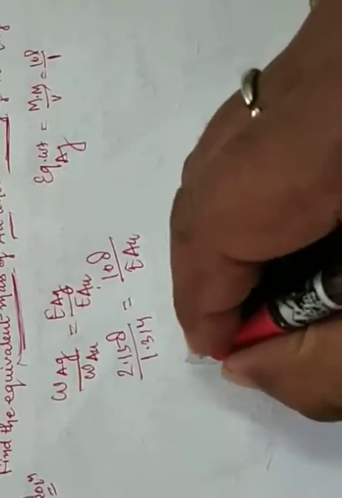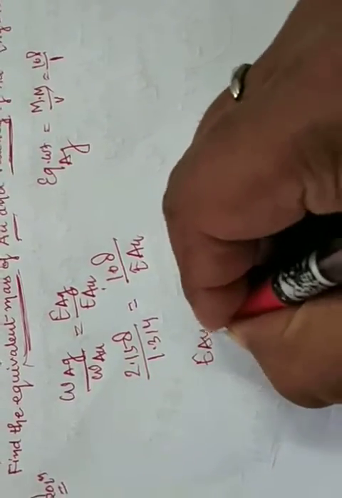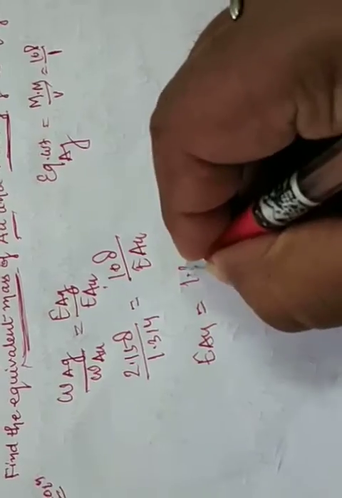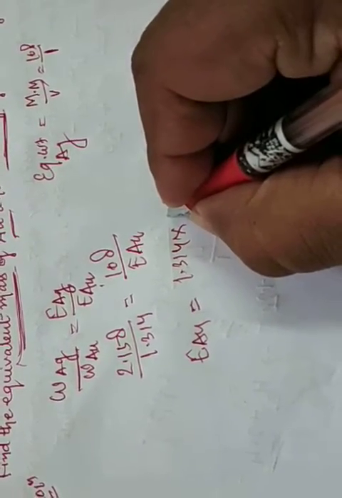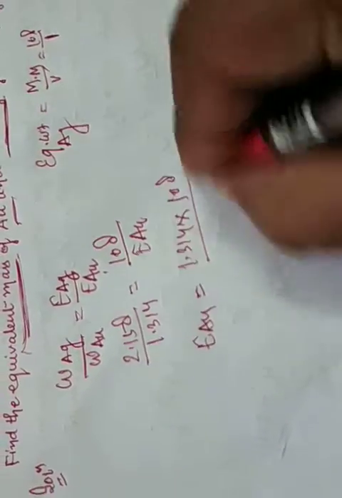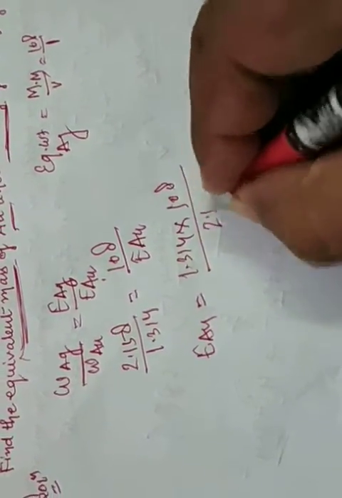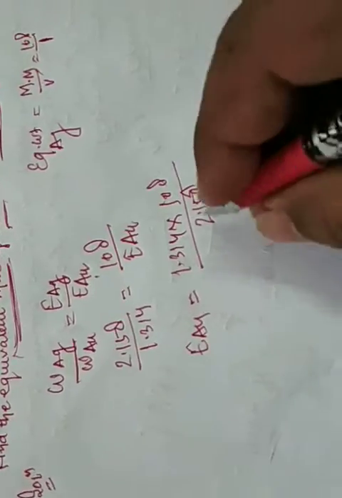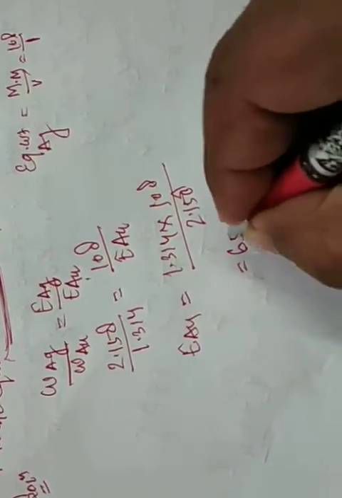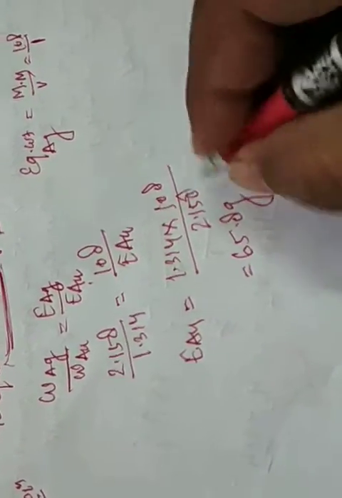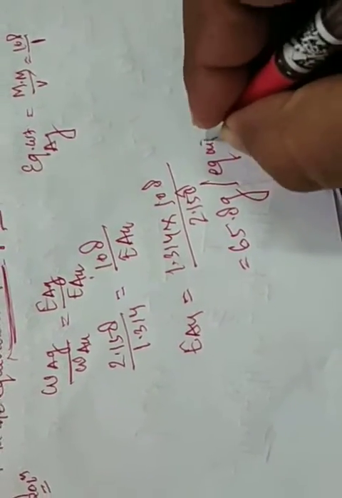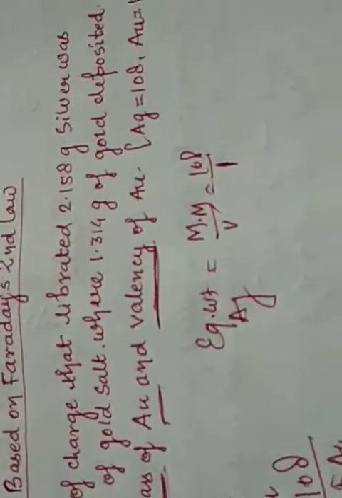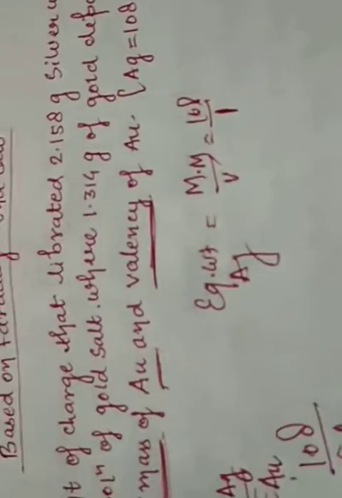So now here E Au is equal to 1.314 into 108 divided by 2.158. So this is 65.8 gram equivalent. Gram per equivalent. This is the equivalent mass of gold. Clear? Okay. Now here this is the equivalent mass, and now you find the valency.